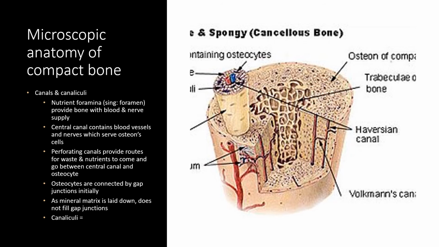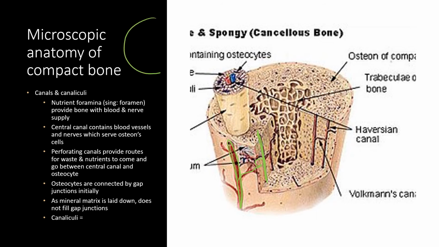So here you have a blood vessel in the fibrous periosteum. It penetrates through the cellular periosteum and the nutrient foramina, and it goes into the middle. And eventually it communicates with the middle of those osteons. That middle of the osteon that holds nerves and blood vessels is called the central canal. Perforating canals provide routes for waste and nutrients to come and go between the central canal and the osteocyte.